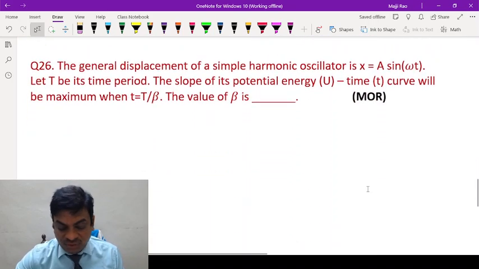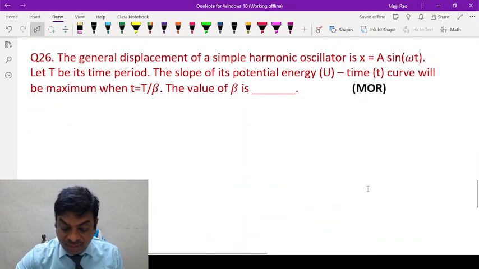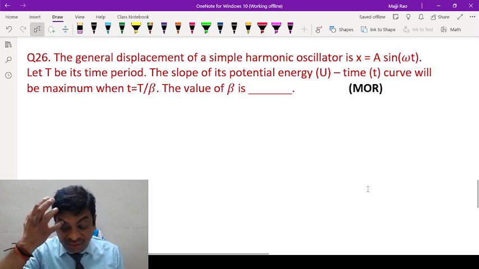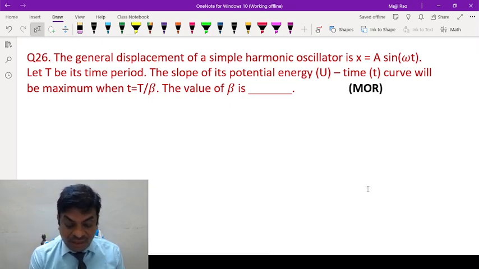Then moving on to the next question. The general displacement of a simple harmonic oscillator is x equal to a sin omega t. Let T be its time period. The slope of its potential energy versus time curve will be maximum when small t equal to capital T by beta, where the value of beta is?